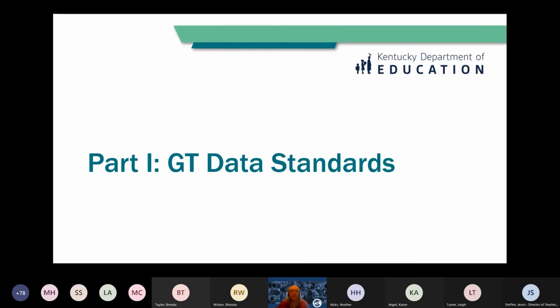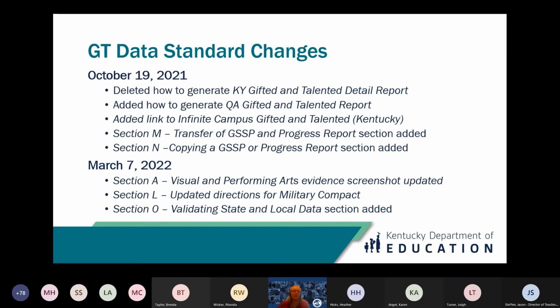So let's talk about the GT data standards, just the updates. Like I said before, we're not going to go through all the data standards. So since October, there have been some changes. In October, we deleted how to generate the Kentucky Gifted and Talented Detail Report. This was a report that was replaced by the QA Gifted and Talented Report. And so there's some directions now on how to generate that report.